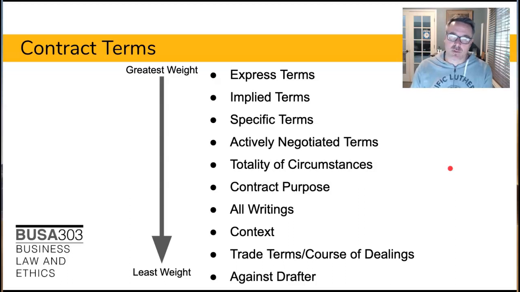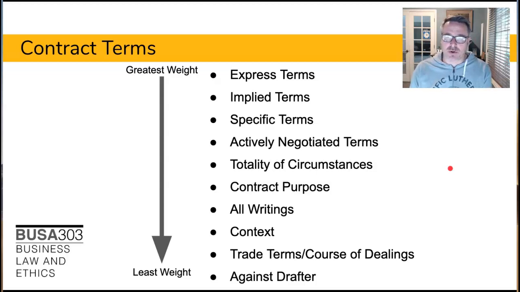all of this from above. We can look at the purpose of the contract. So if it's a mortgage loan contract, it's for the repayment of money. It's not for personal services or other things. So we can interpret into the contract some meaning by what the contract was designed for in the first place. And then we can look at other writing.